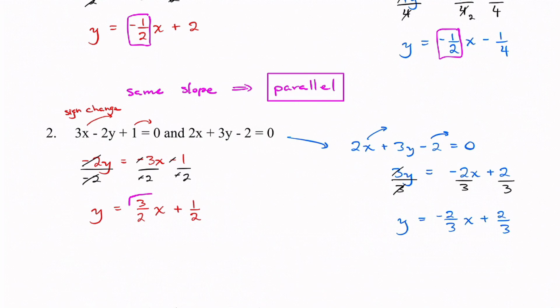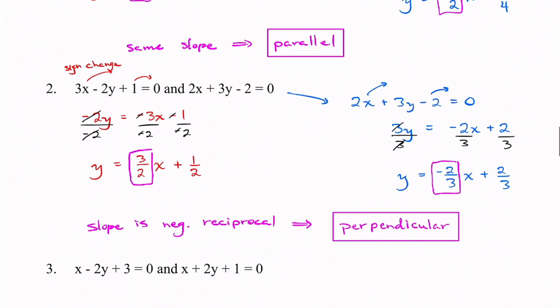So circling the slopes, this first one, the slope is 3 over 2. The second one, the slope is negative 2 over 3. So one of them is positive, one of them is negative, and one of them is 3 over 2, and the other one is 2 over 3. So it's been flipped. So in this case, we could say that the slopes are negative reciprocal, which therefore, if they were negative reciprocal, that told us that they were going to be perpendicular.